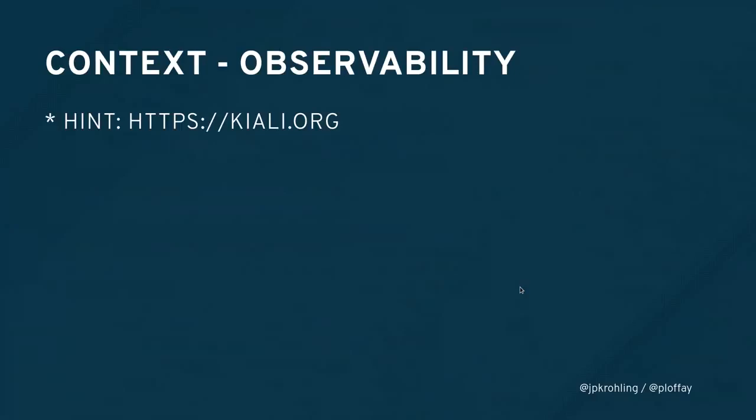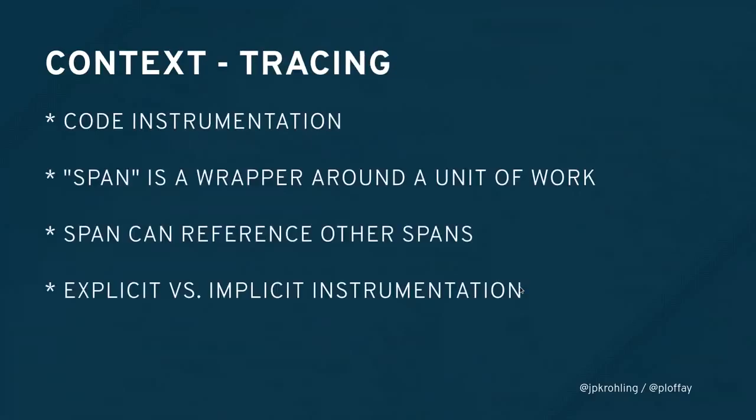If you are interested in the topic of observability, I do encourage you to take a look at the Kiali project. The Kiali project aims to bring observability to service meshes like Istio. Now, back to tracing. Tracing is one of the pillars of observability. And we achieve tracing by doing code instrumentation.